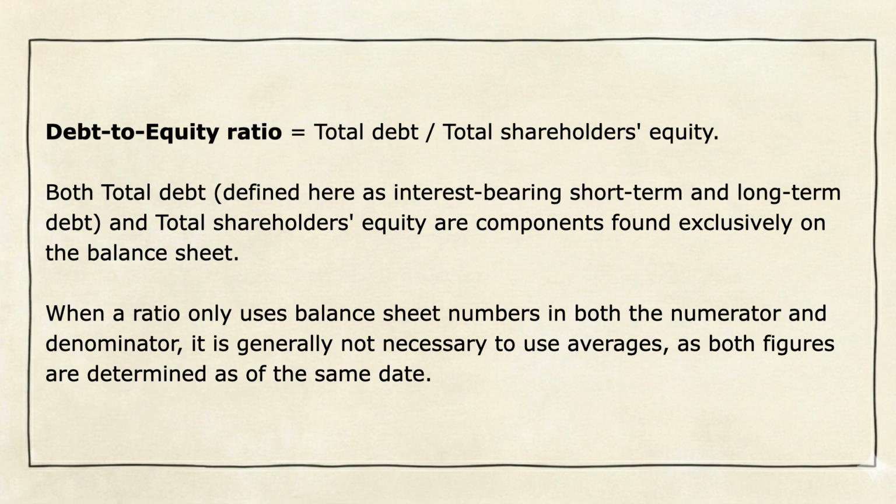Both the total debt, which includes all your interest-bearing short-term and long-term debts, and the total shareholders' equity are found on the balance sheet. If a ratio only uses numbers from the balance sheet for both the top and bottom, you don't usually need to average them out, since both numbers are based on the same date.